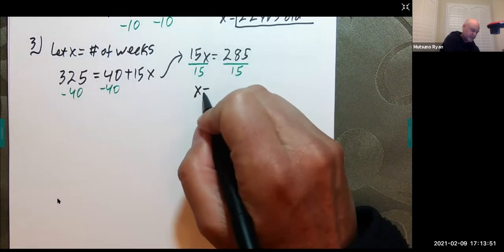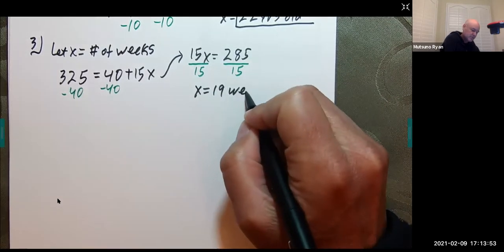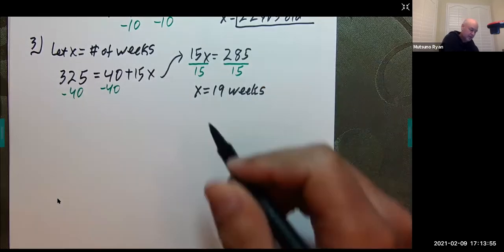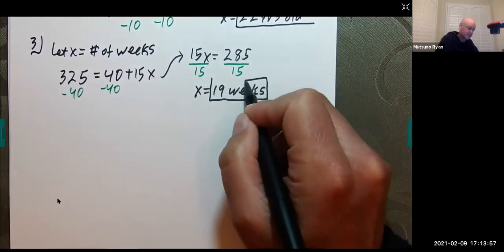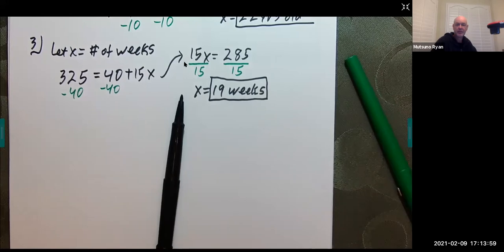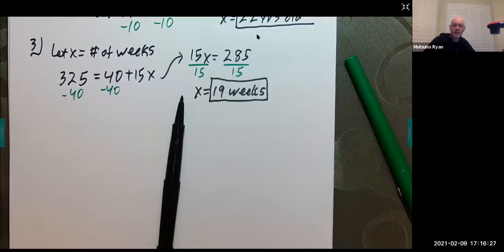So in 19 weeks, he will have enough money to buy his bicycle. Pretty cool stuff. All right, let's move on to number 4.